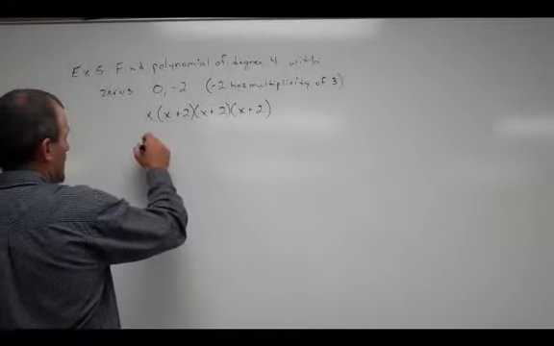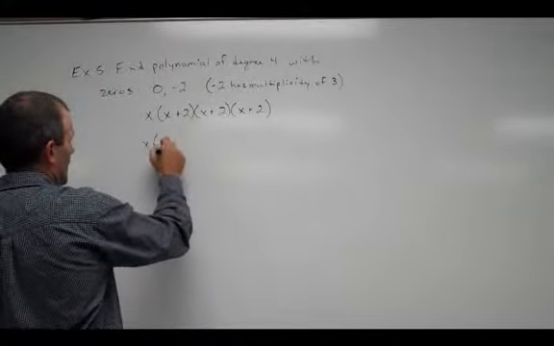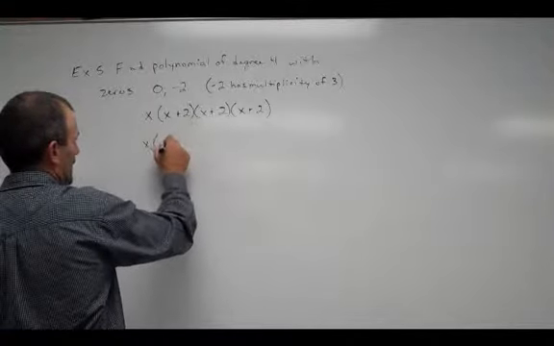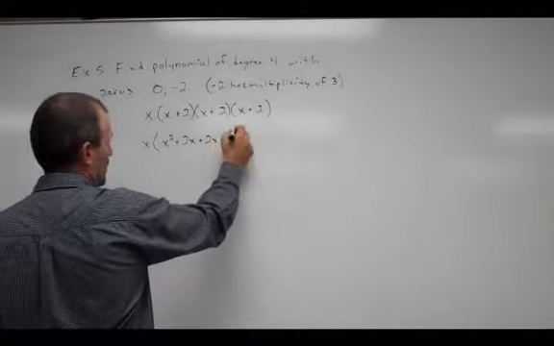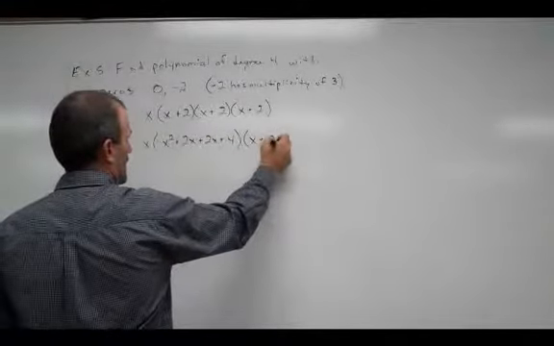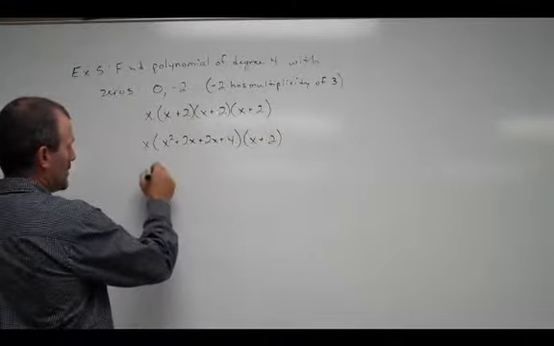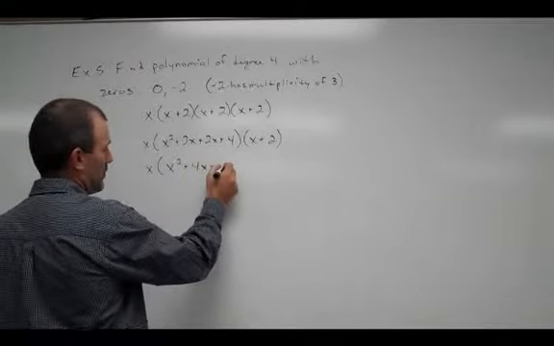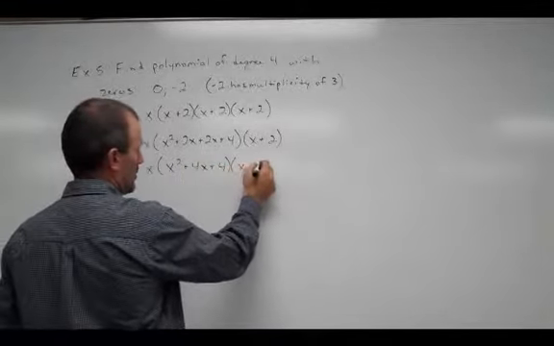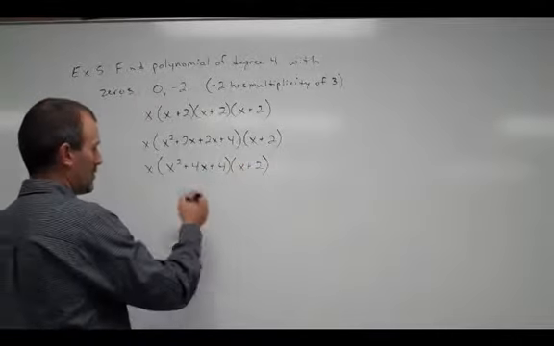So we're just going to multiply this out. We've got x. We're going to FOIL this. We get x squared plus 2x plus 2x plus 4. And that's x plus 2. This simplifies to be x squared plus 4x plus 4 times x plus 2. And we have to distribute this again.